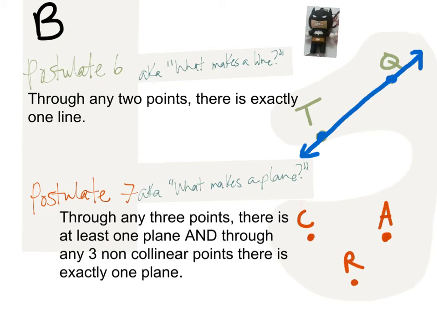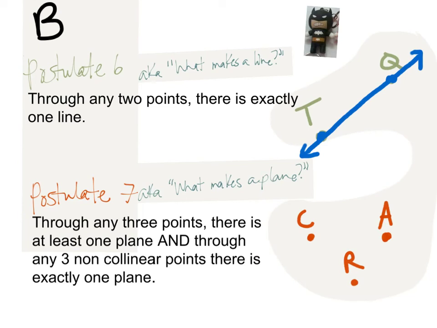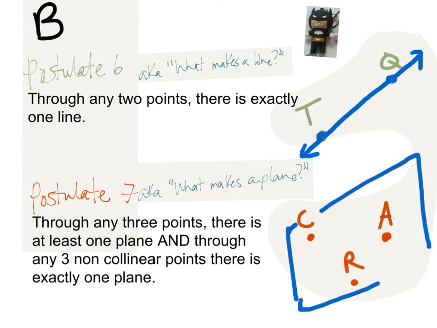So if I move my words just a little, we can take a look at our example. So I have 3 points, and points C, A, and R are non-collinear. So we're looking at the second part. Now they say if I want to contain those points, there's only one way I can do that, and that's by drawing in one plane. Only one plane would contain that.